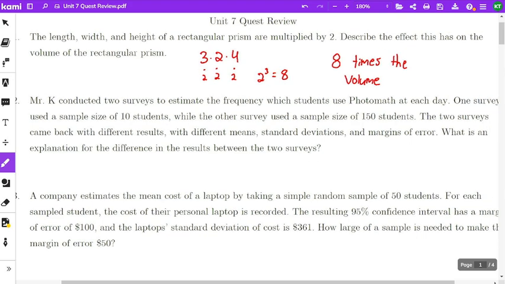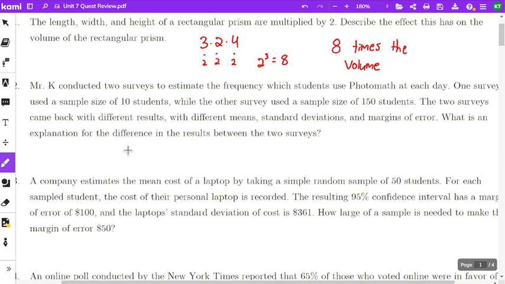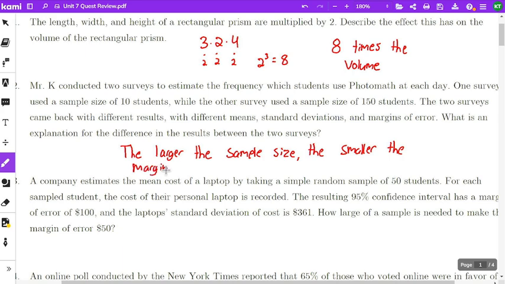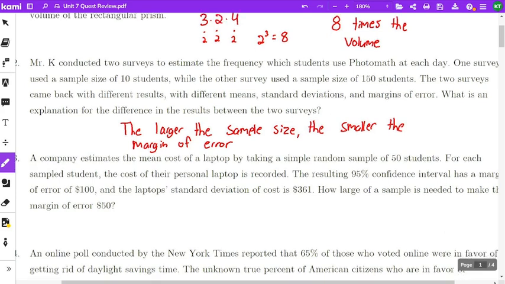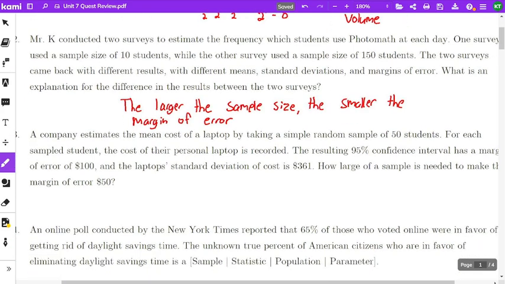So, an explanation would be: the larger the sample size, the smaller the margin of error. Okay, that's just the main thing there. That's how it affects those two.